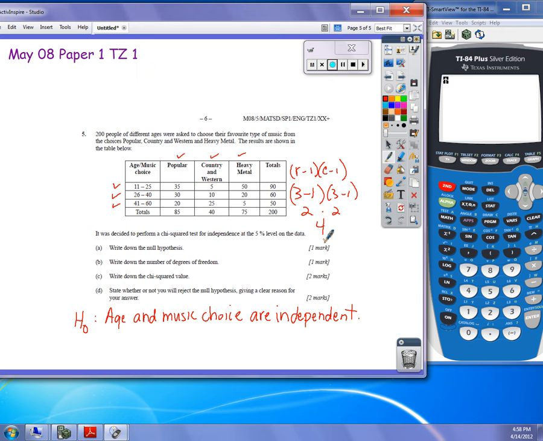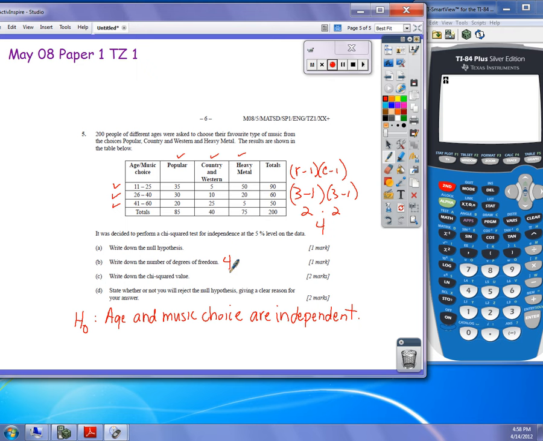Since it says write down, you would not have to write that whole calculation out. That's just 4. And this problem has a box or lines at the bottom. Please make sure that you write your answers on those lines. Write down the chi-squared value. You are allowed to just get that value out of your calculator.